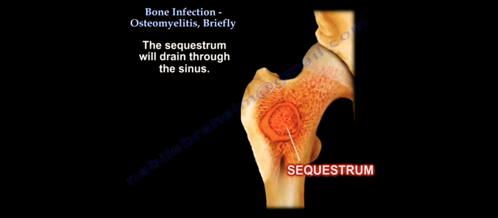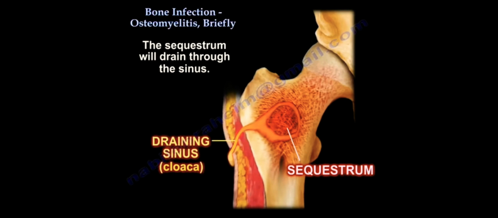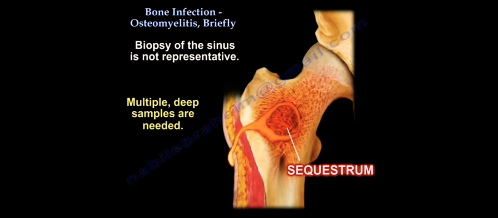So this necrotic area is surrounded by reactive bone. Thus, if it drains into the adjacent soft tissue and skin surface, it is called cloaca.